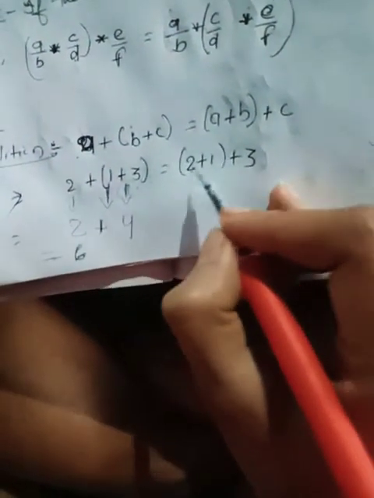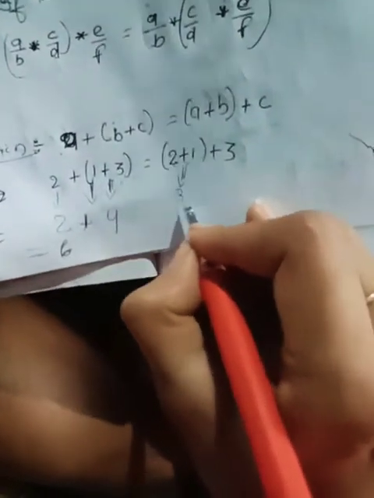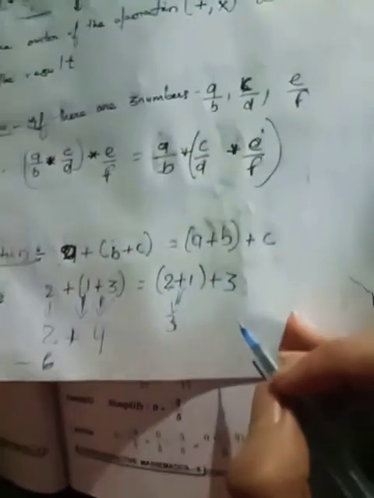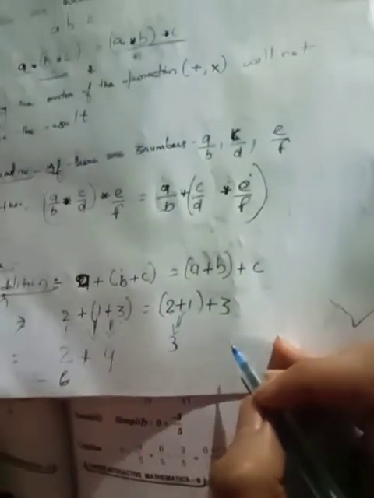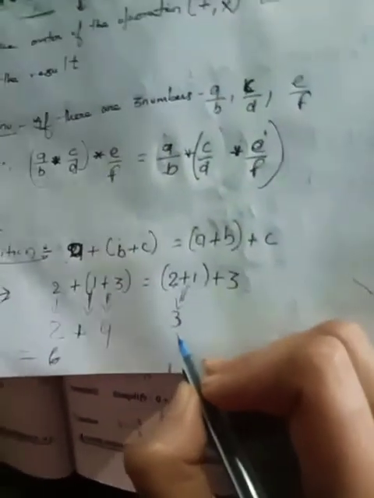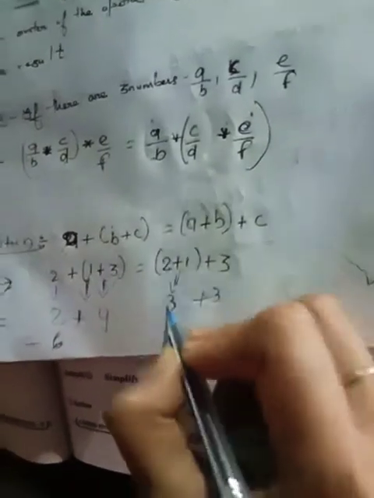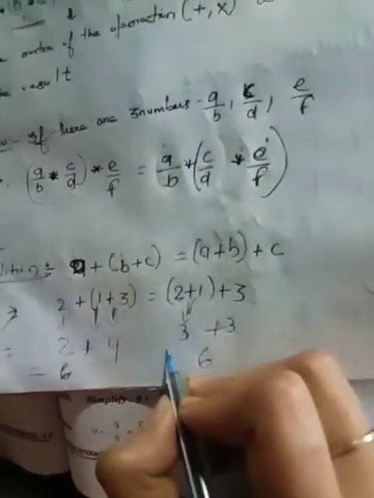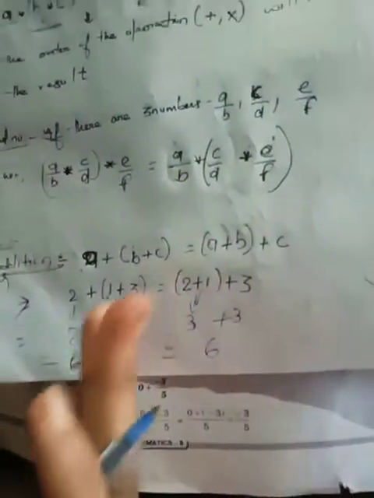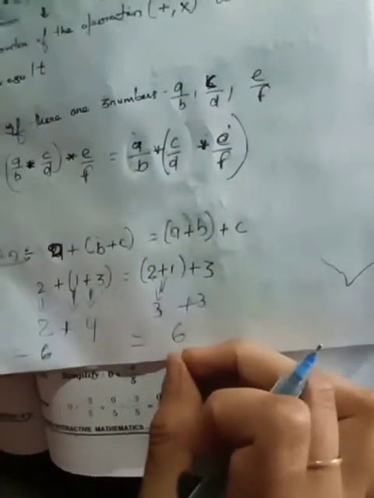Now the bracket is given between the 2 and 1. So what will I solve first? 2 plus 1, 3, right? And then write 3 plus 3, 6. It is also giving 6. That means the value of this portion is 6 and this portion is also 6.